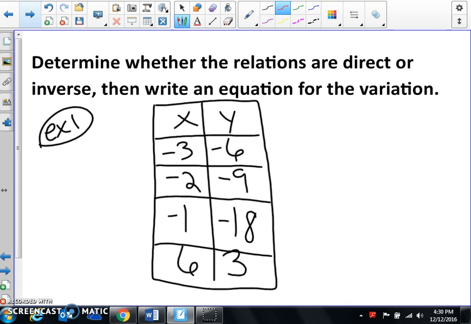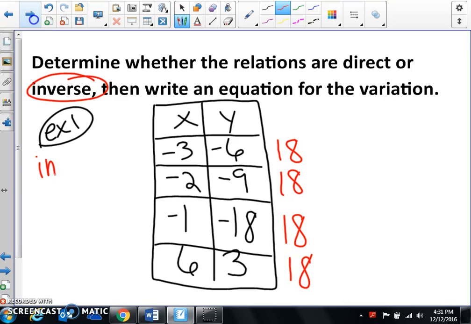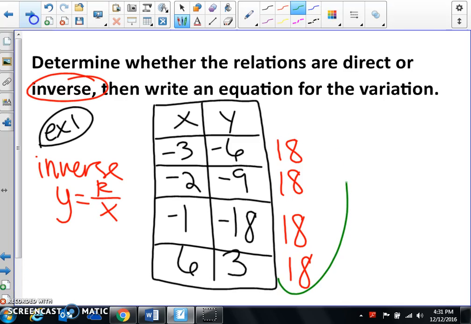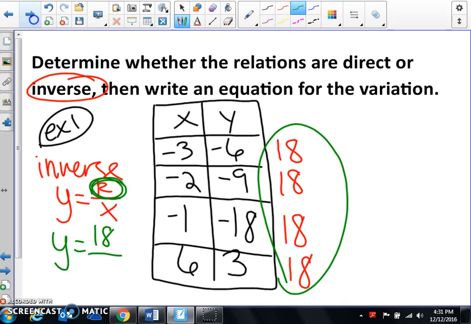Negative 3 times negative 6 is 18. Negative 2 times negative 9 is 18. Negative 1 times negative 18 is 18. And 6 times 3 is 18. So since I multiplied, it's going to be an inverse variation. So inverse variation, the equation is y equals k over x. This is our k. So since that is our k, we're going to plug it in right there. So y equals 18 over x.